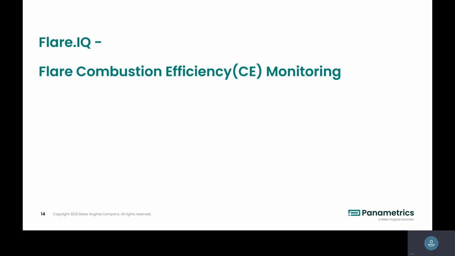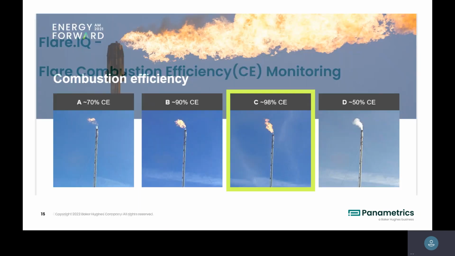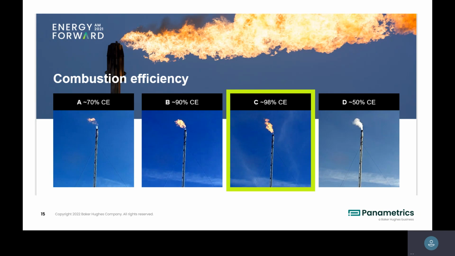Okay, so the second part is the flare combustion efficiency monitoring. It's basically a very similar problem, but a different aspect, right? The first part is control. The second part is, EPA says, okay, let's do this control so we can have 96.5% combustion efficiency. And of course, that's mostly true, based on most of the data, but in reality, it can be fairly different.